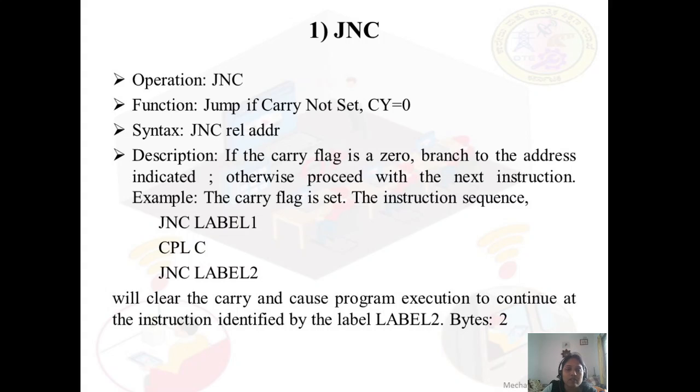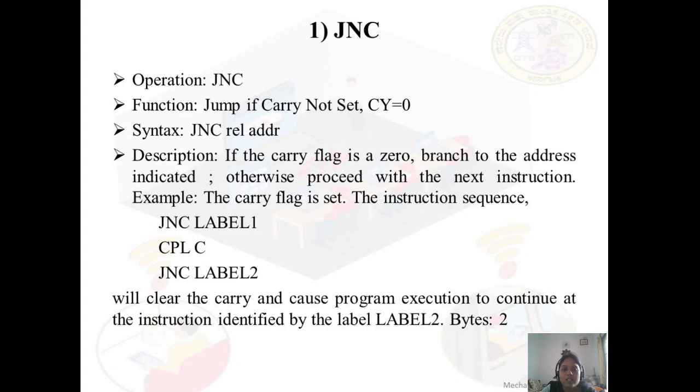Here we have taken some instruction sequence. Let us assume that our carry flag is set, that means our CY is equal to 1. Now we will see the instruction sequence: JNC label 1, CPL C, JNC label 2.